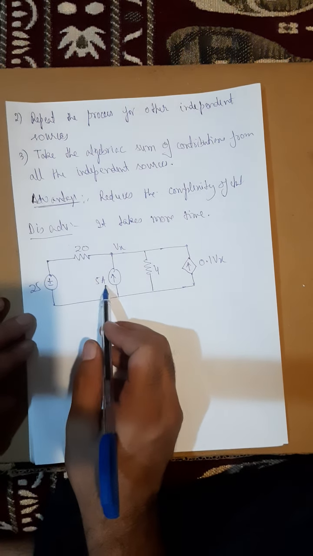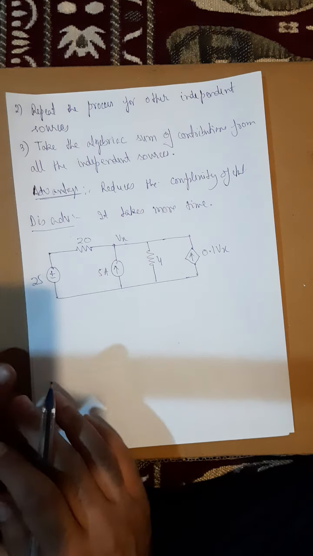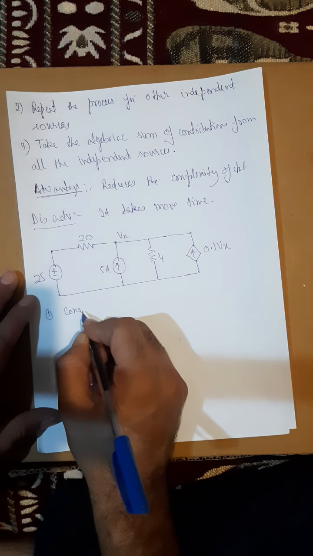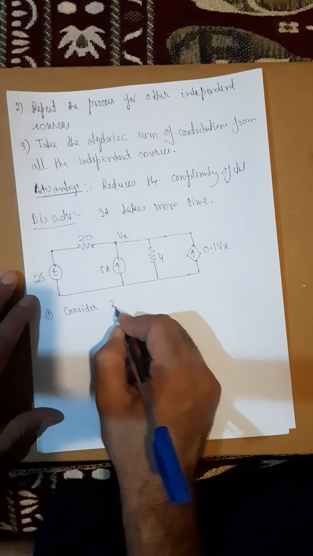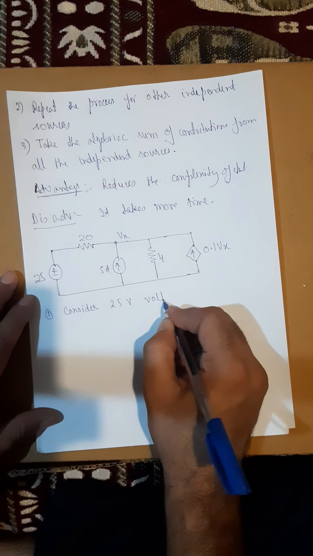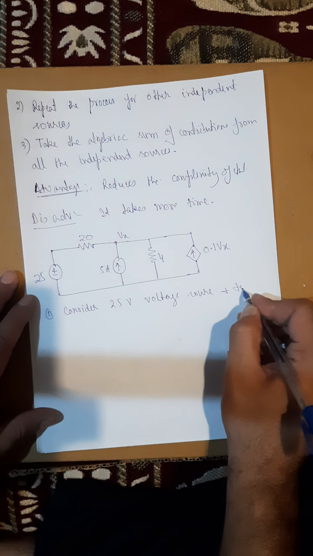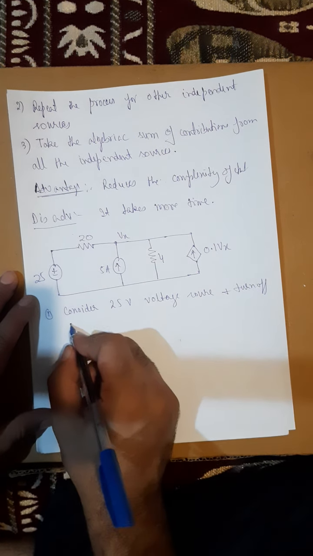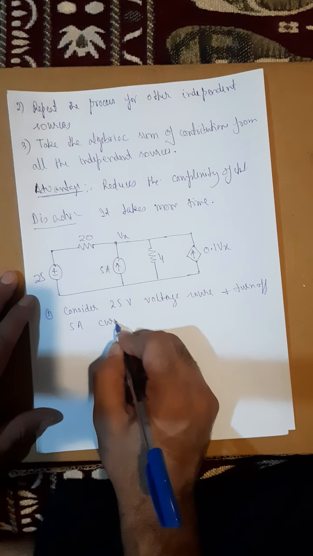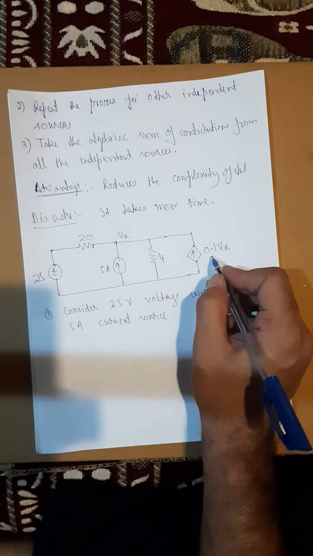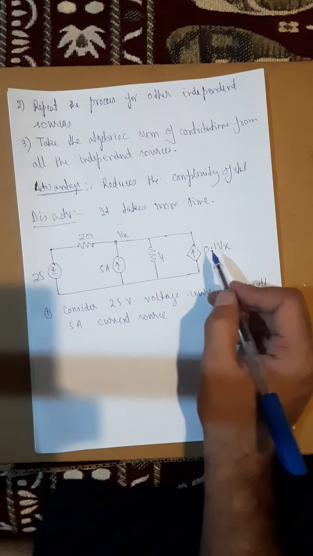So how many independent sources are there? There are 2 sources, so we will consider one source at a time. Number 1, consider the 25 volt voltage source and turn off the 5 ampere current source. This is a dependent source, so it will remain as it is.